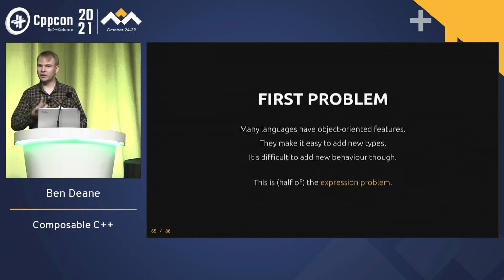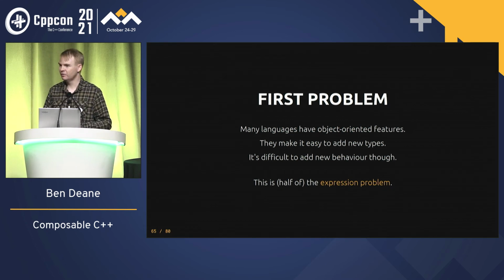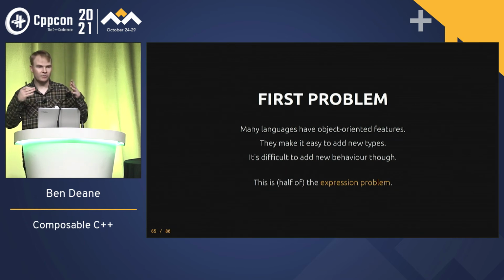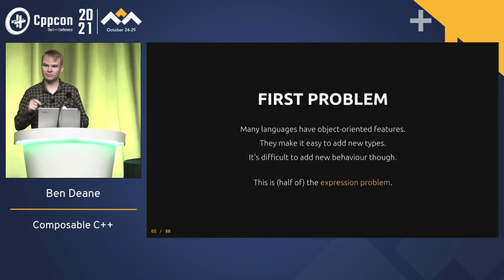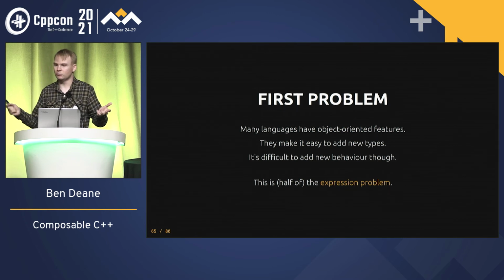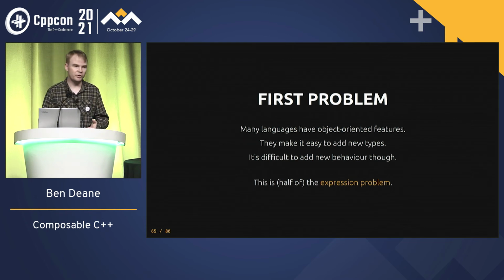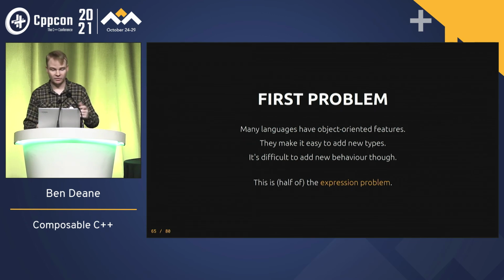The instant we want to find the bounding box of something, for example, we've got this sea of objects, and if we want to add the capability to make the bounding box, we need to plumb that through all the objects, right? And we might not even own all the objects. This is known as the expression problem, right? It's half of the expression problem.